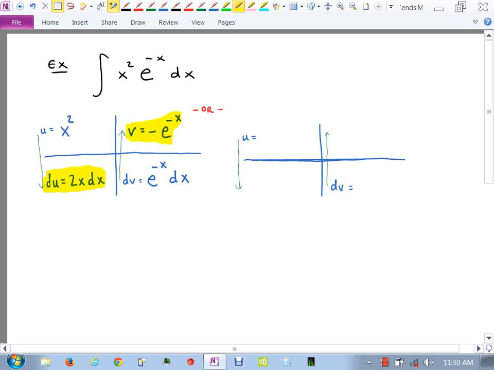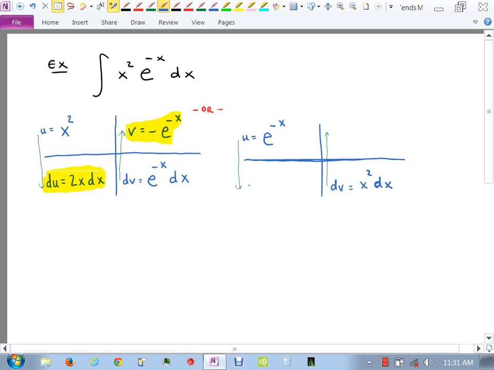Let's look at our other option maybe. Maybe the other option would have been better. We said that u could have been the e to the negative x, right? And then our dv could have been x cubed, not x cubed, x squared dx. Do you all agree with that?